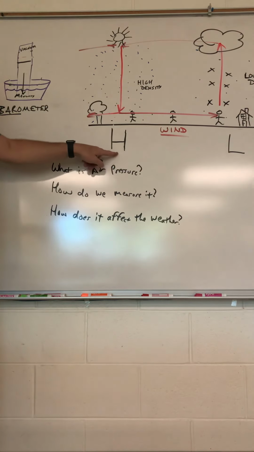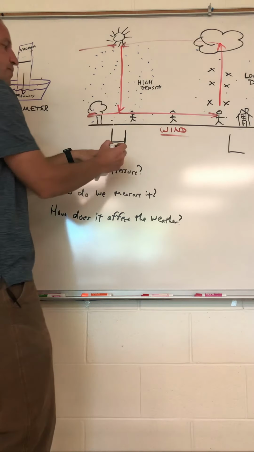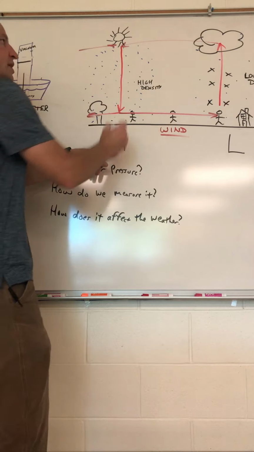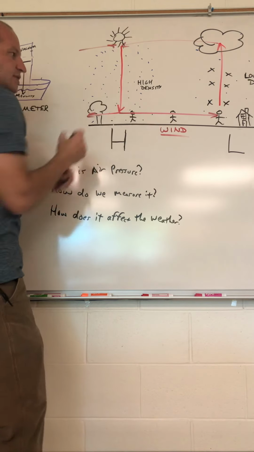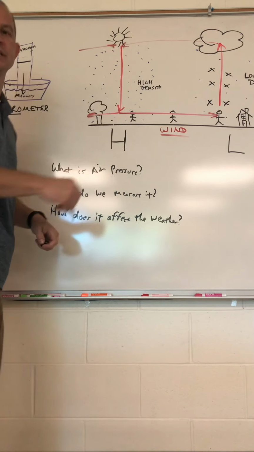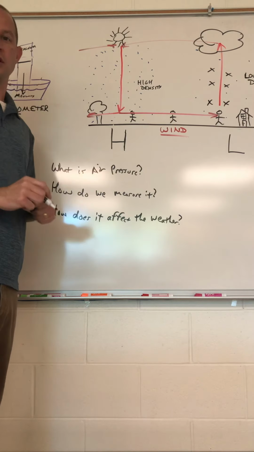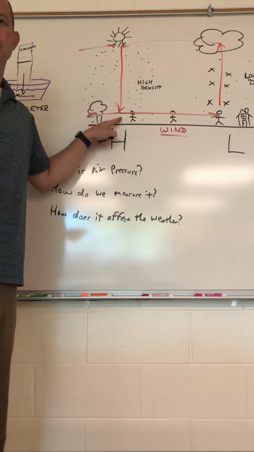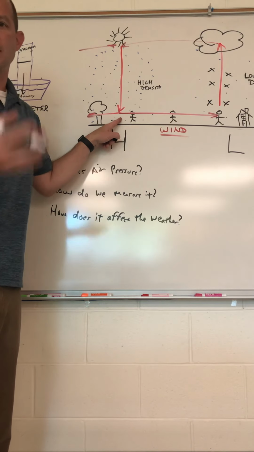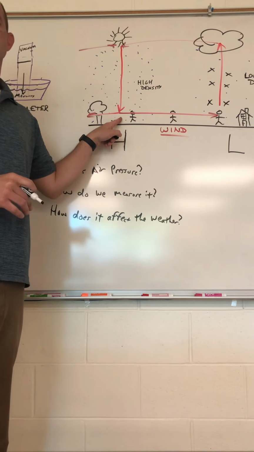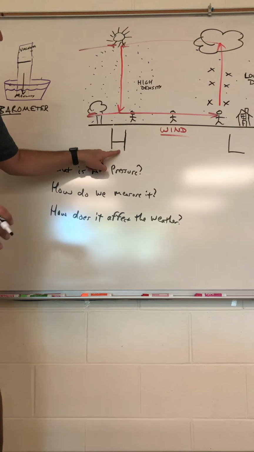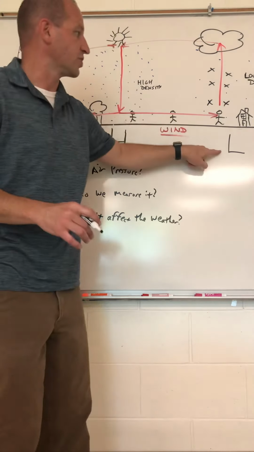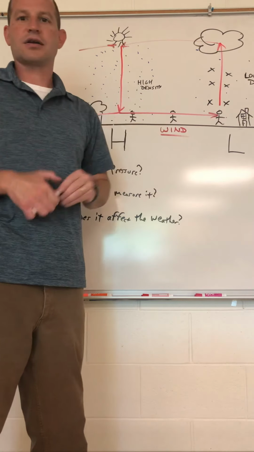Contrast that with our high pressure center. In a high pressure center, the air is more dense. When air is more dense, it has to sink. Now, if the air is sinking, water vapor is part of the air. So that means the water vapor is going down. If it's going down, it can't rise, and it can't cool, and it can't form clouds. As a result, high pressure areas are usually sunny, and low pressure areas are usually cloudy.